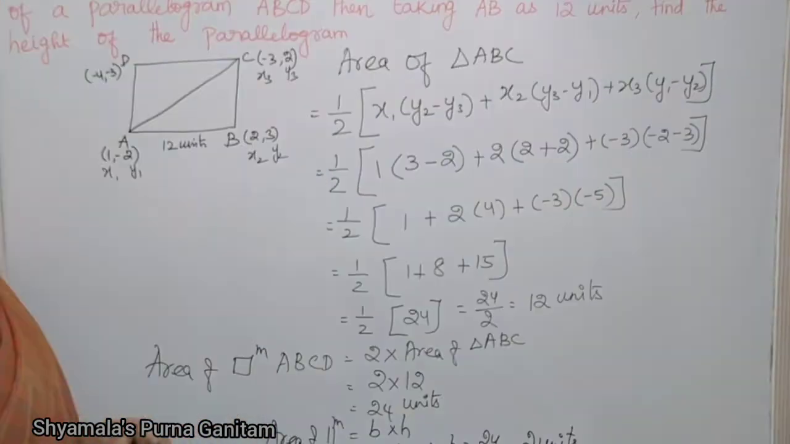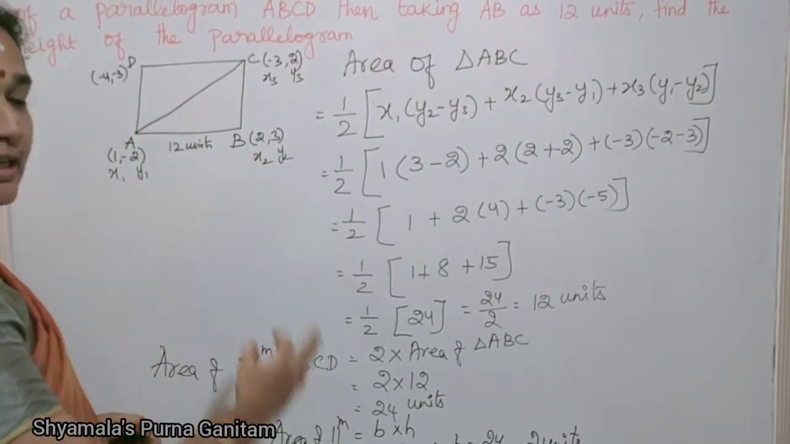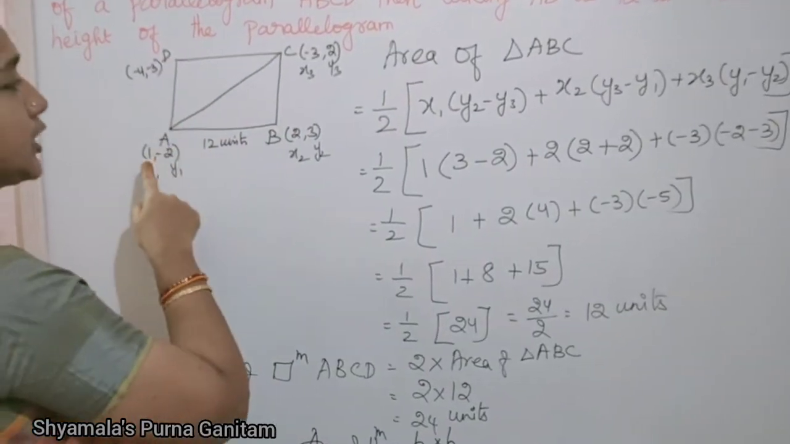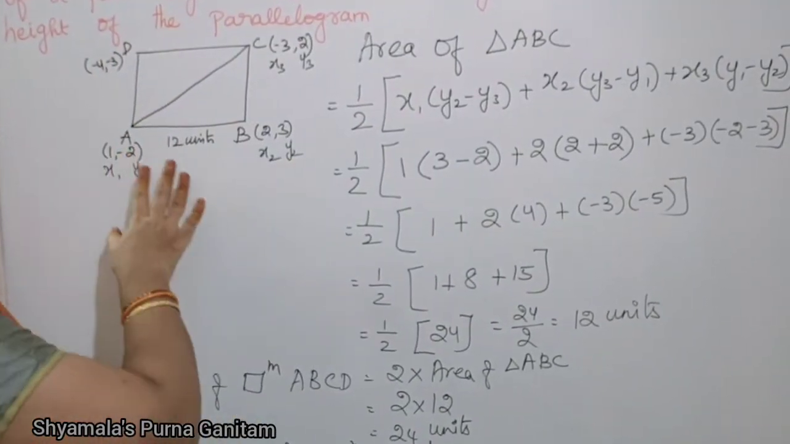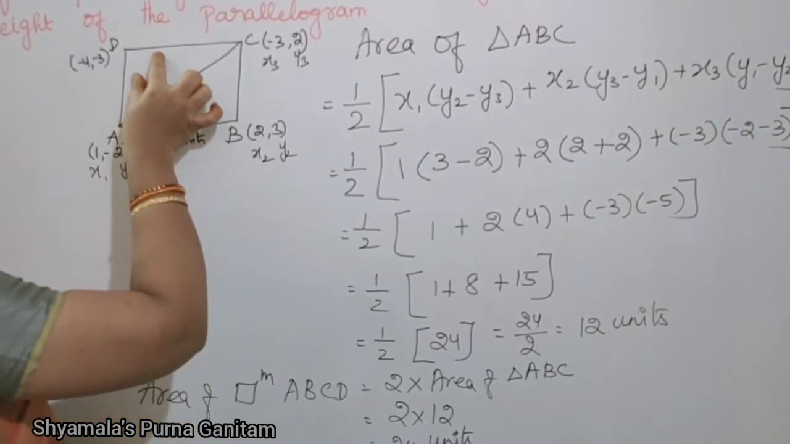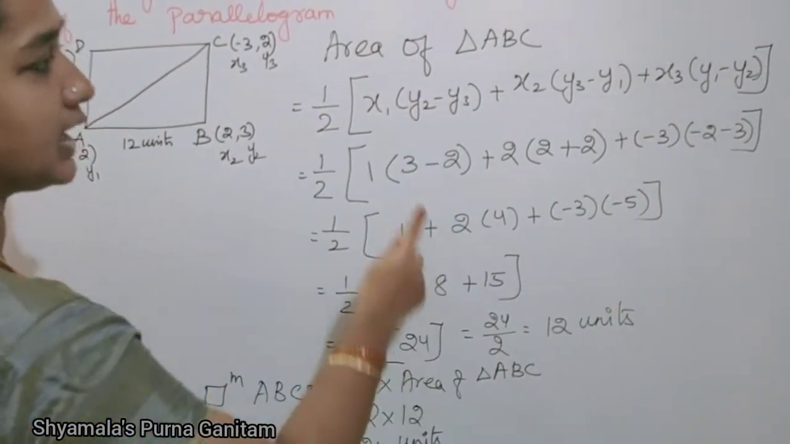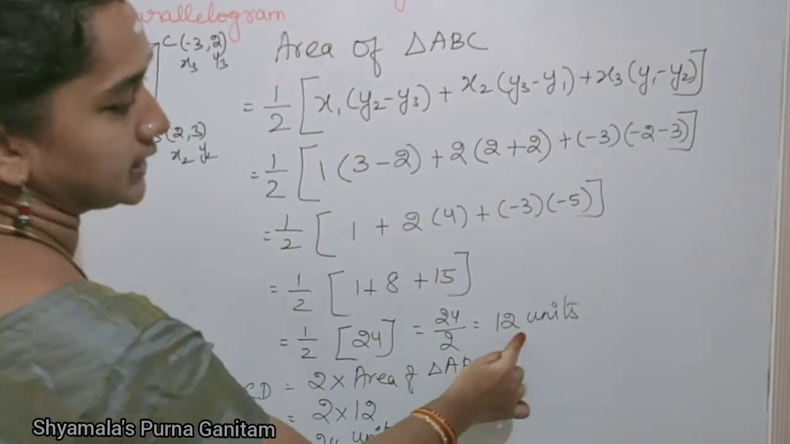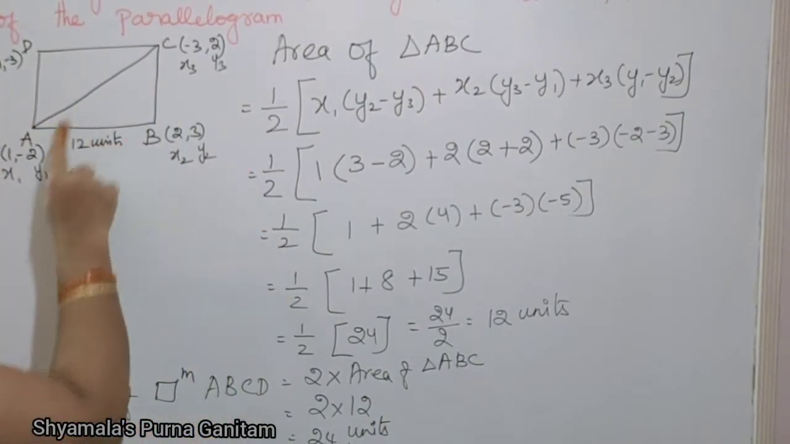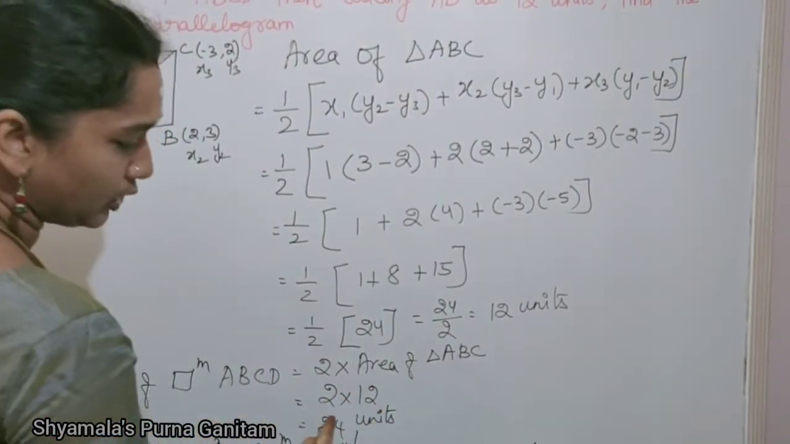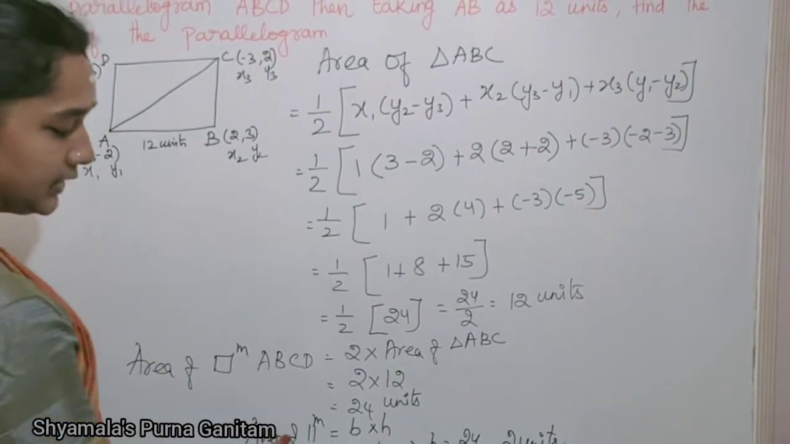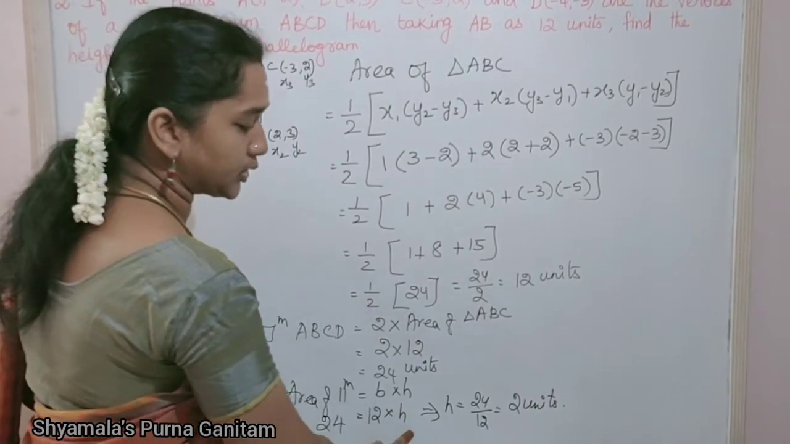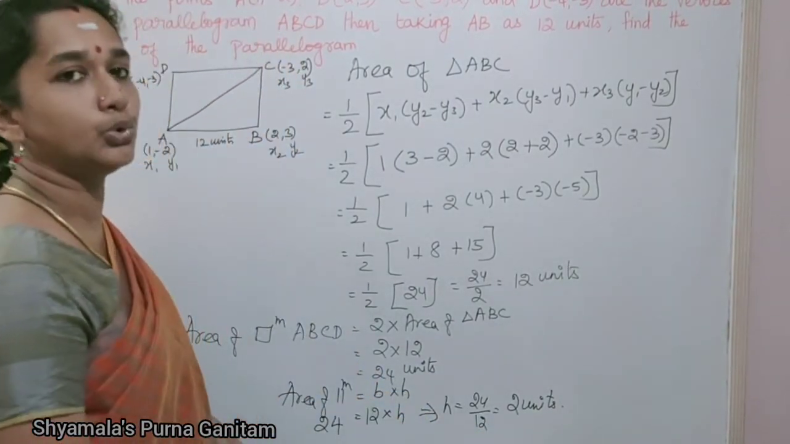Okay. So one more time I will say, you are asked to find the height of the parallelogram. For that, 4 vertices are given. I am going to find the area of the triangle and multiply by 2. I have used the area of triangle formula, substituted all those values and got the answer as 12 units for the area of the triangle. Multiplying it by 2, I am getting 24 units. Then the area of the parallelogram, we know, is base into height. So 24 is equal to 12 into height. So height is 2 units.